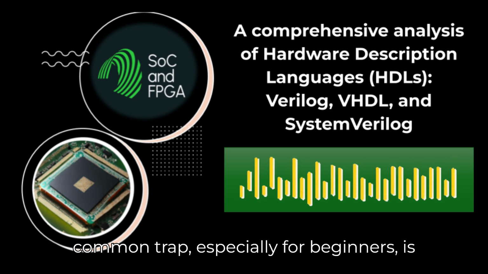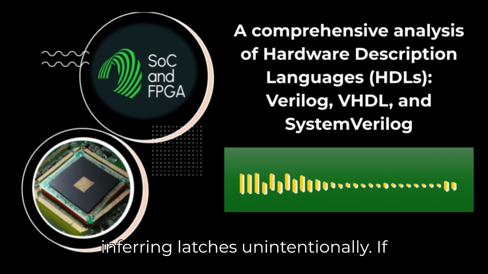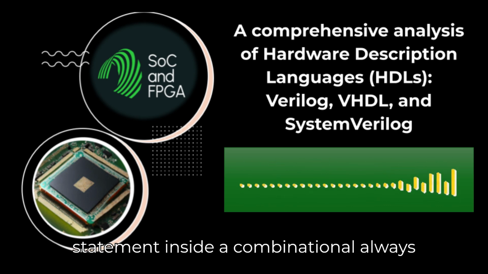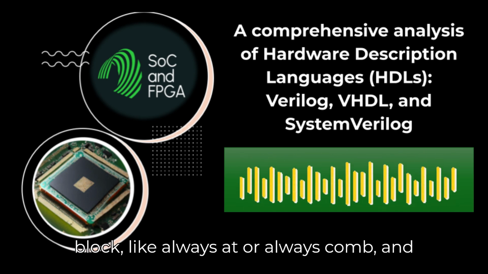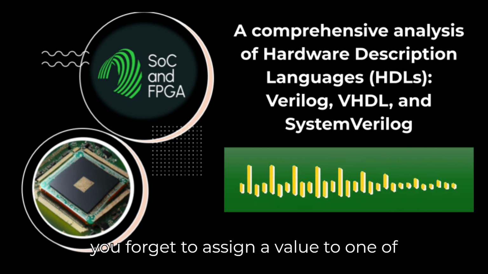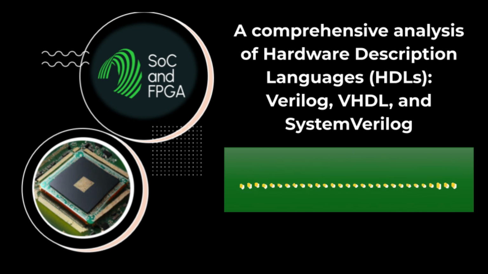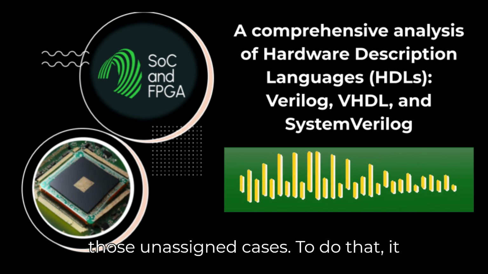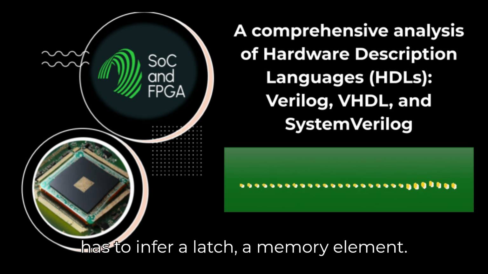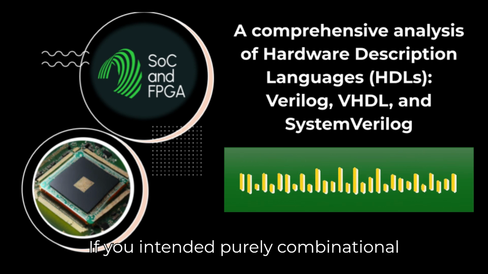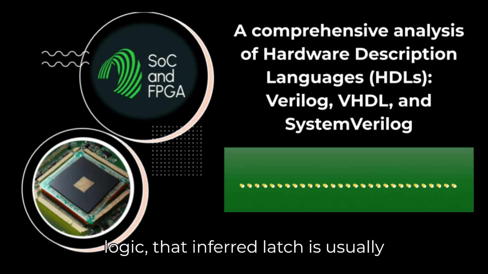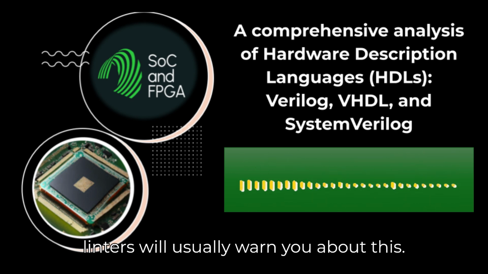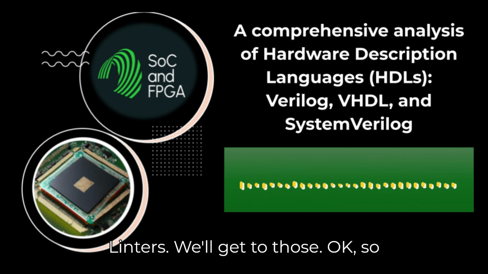And another common trap, especially for beginners, is inferring latches unintentionally. If you write an if statement or a case statement inside a combinational always block, like always @* or always_comb, and you forget to assign a value to one of your outputs in every possible branch, the synthesis tool assumes you want the output to hold its previous value in those unassigned cases. To do that, it has to infer a latch, a memory element. If you intended purely combinational logic, that inferred latch is usually wrong, can cause timing problems, and can be really hard to track down. Good linters will usually warn you about this. Linters. We'll get to those.